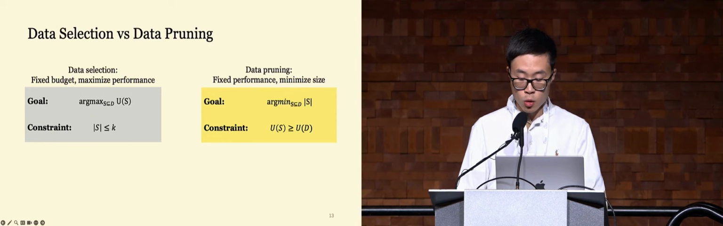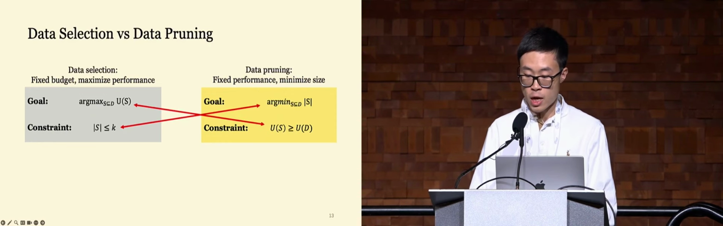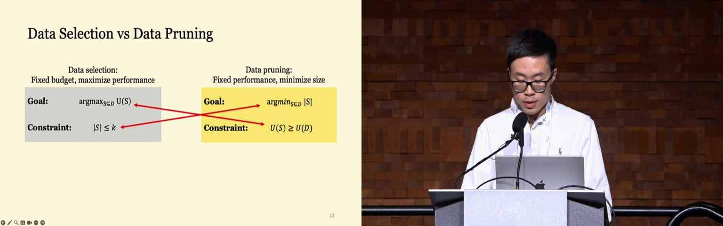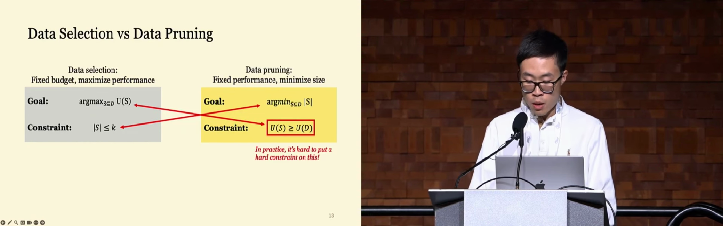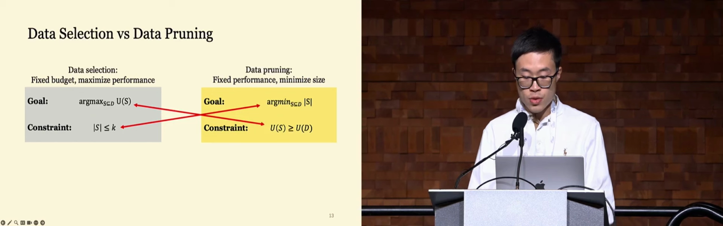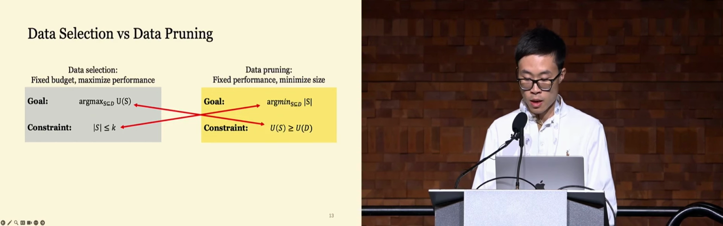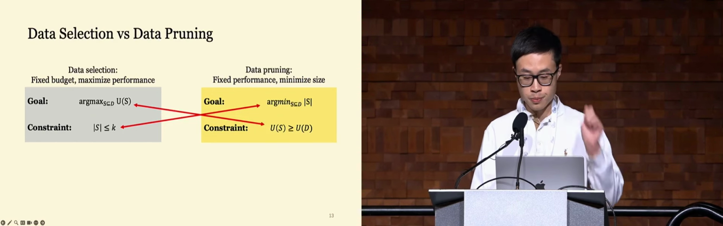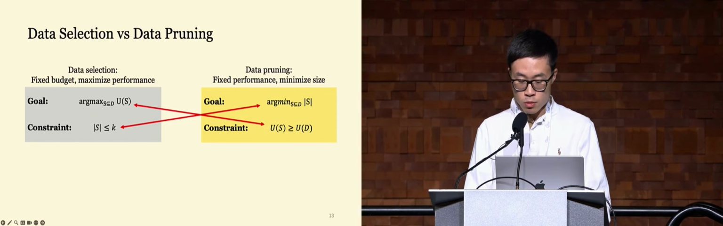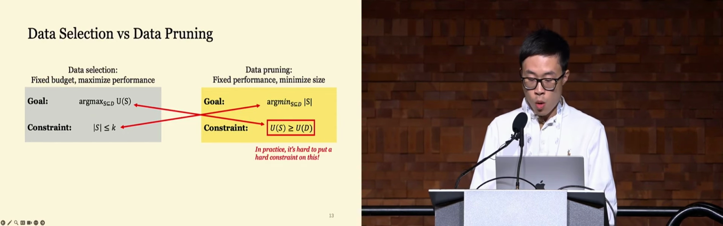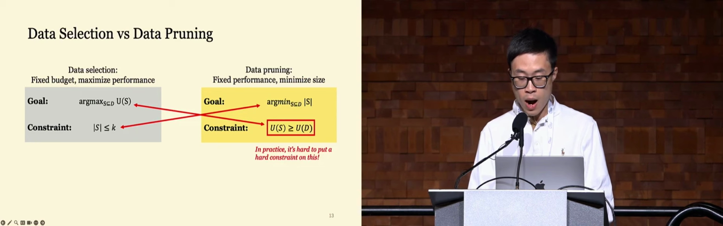Data pruning is a closely related problem to data selection, but prioritizes different aspects. Given a training set D and a utility function, data pruning aims to find the smallest possible subset that maintains the original dataset's utility. This problem is also known as coreset selection, with the goal of achieving data-efficient learning by removing redundant data points while preserving model performance.